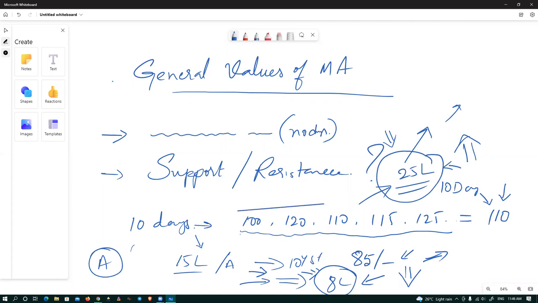Depending upon different people with different mindsets, one can use 10 days moving average, 20 days, 50 days, based on the strategies he has formed.